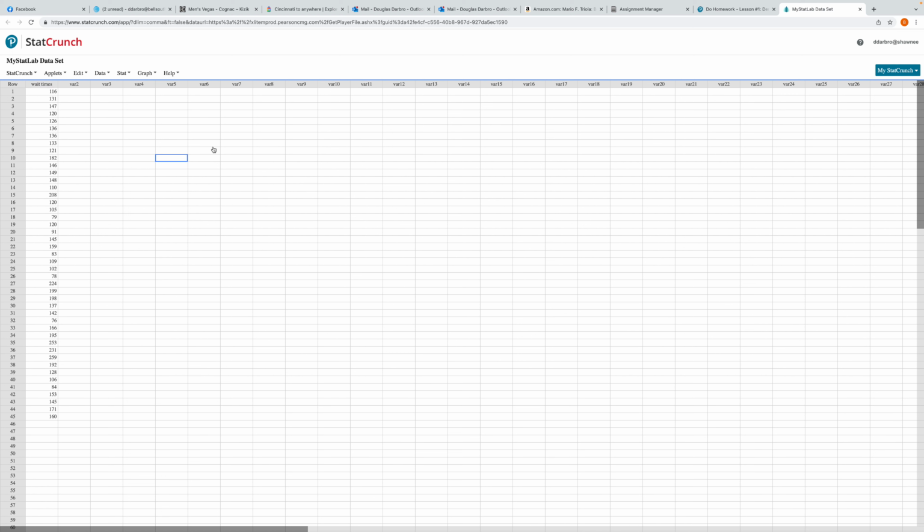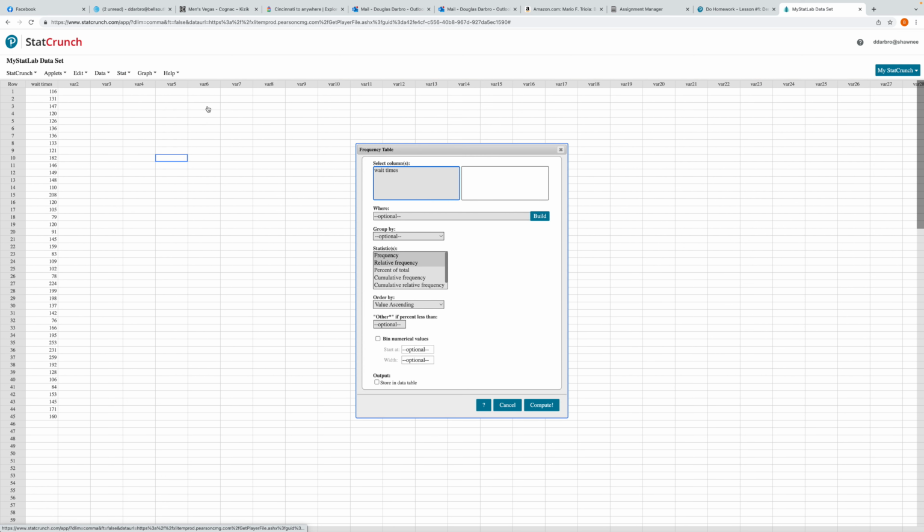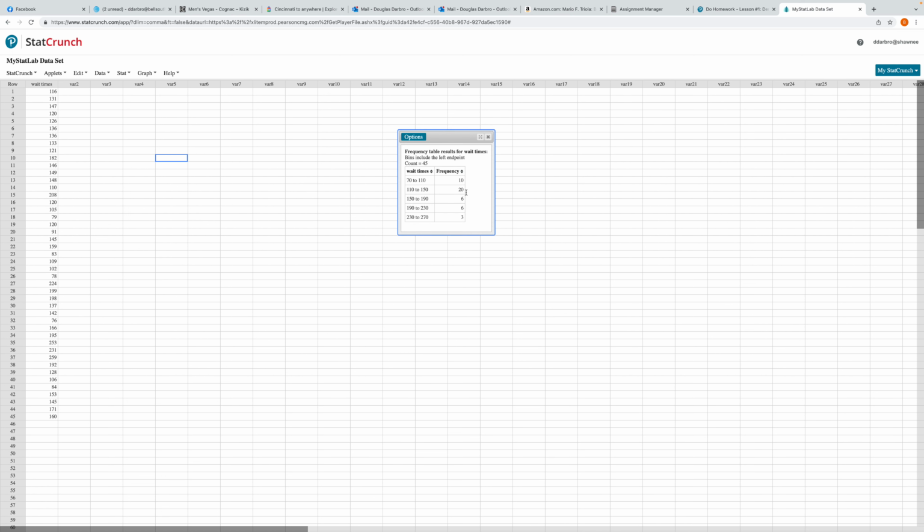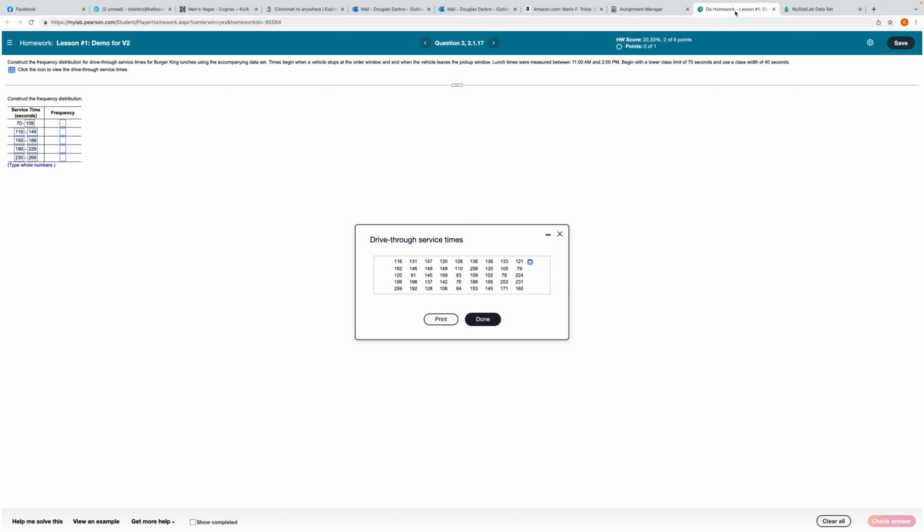StatCrunch and give it a new name, wait times. Don't have to do that, but I do. Go to table, go to frequency. I want wait times. Now, I want my frequencies as well. But I need to come down and create my bin numerical values. So I want to start with, just as the problem said, 70. And then I want the width to be equal to 40. All right, compute. And I can see that the values are 10, 20, 6, 6, and 3.